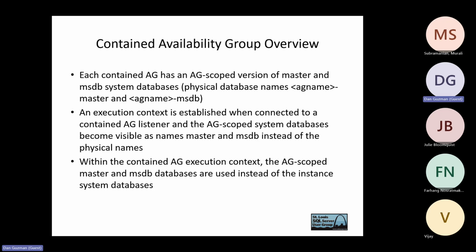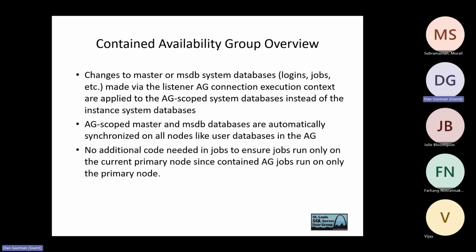It's a fully functional one, but it can only be used in the context of the availability group connection. Any changes that you make to the master or MSDB databases when you're connected to that listener are automatically replicated by the normal availability group replication to all of the other replicas. So if I create a login in the master database when I'm connected to the listener, the change is applied to the primary replica and then automatically synchronized to the secondaries through regular AG synchronization.